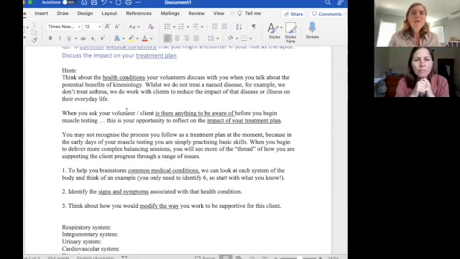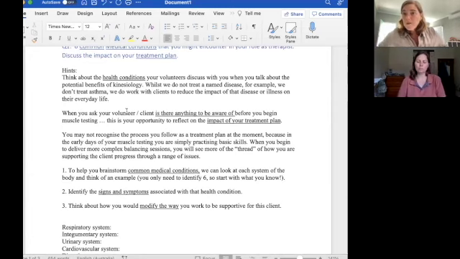Now, I don't think it's necessary for you to do 5. That would overwhelm me in that process. But it might be useful for you to do 1 for each of those systems. So think about the health conditions that your volunteers or your clients discuss with you when you talk to them about the potential benefits of kinesiology.